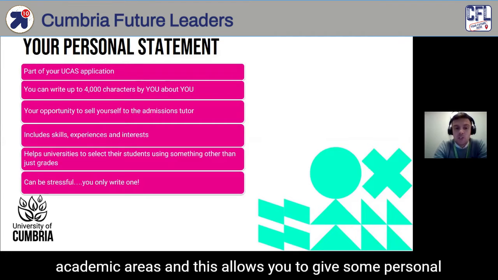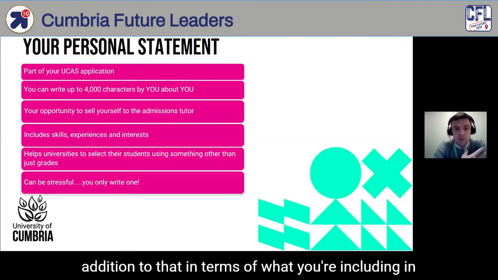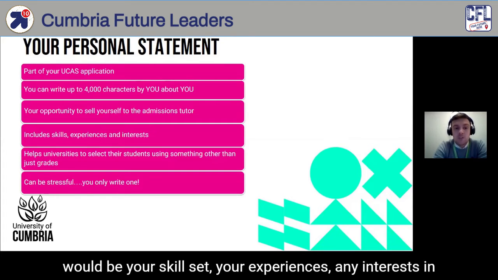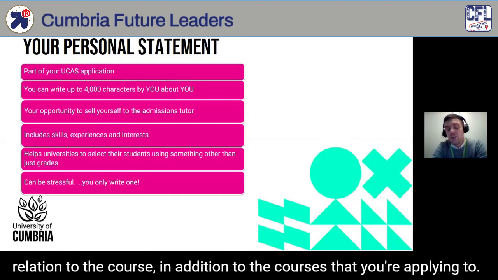And this allows you to give some personal addition in terms of what you're including in your UCAS application. So what you would look to include would be your skill set, your experiences, and any interests in relation to the course, in addition to the courses that you're applying to.